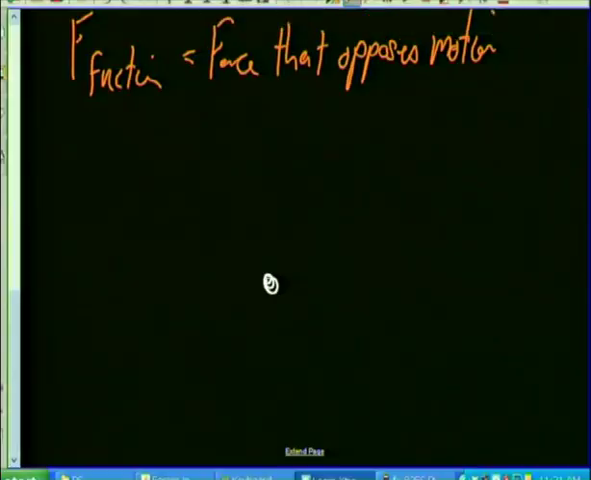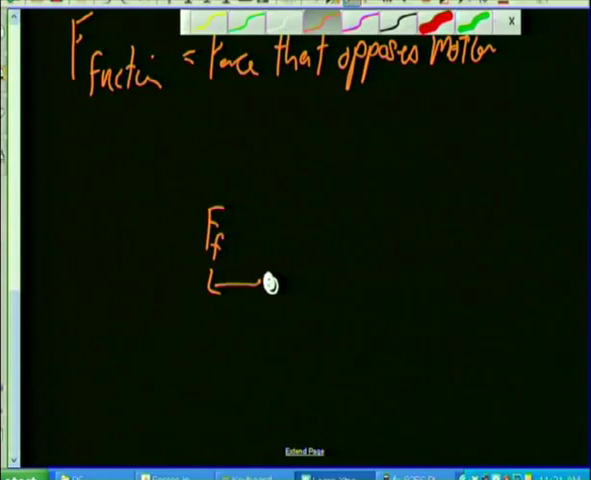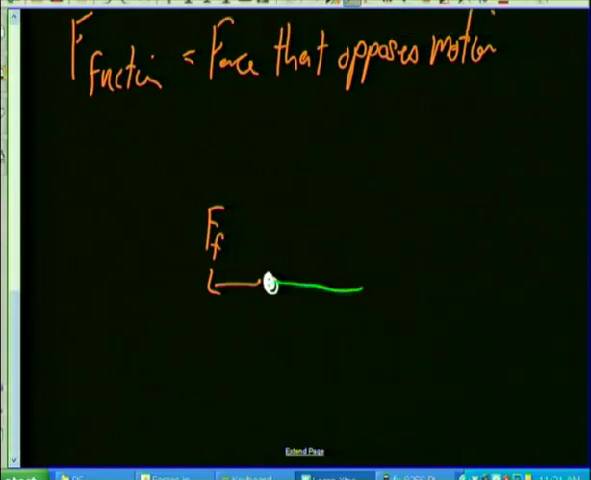I'm going to just change my pen color. I'm going to say there's the free body. That represents the box. What I'm going to do next is I'm going to say, let's put in the force of friction. And in this case, I'm going to make the frictional force smaller than the force that is applied with the tension of the rope. So over here, this is the force applied.